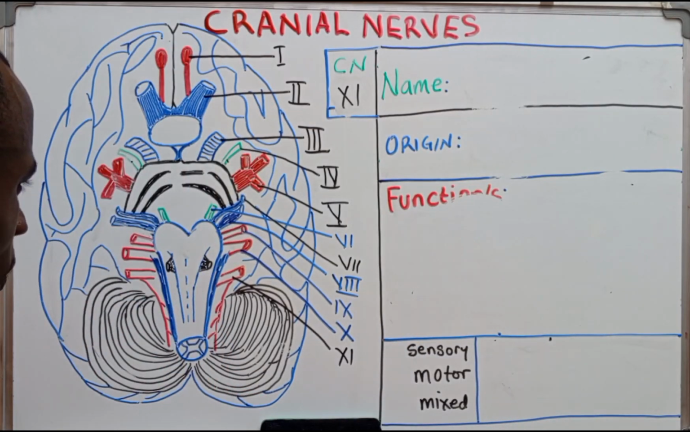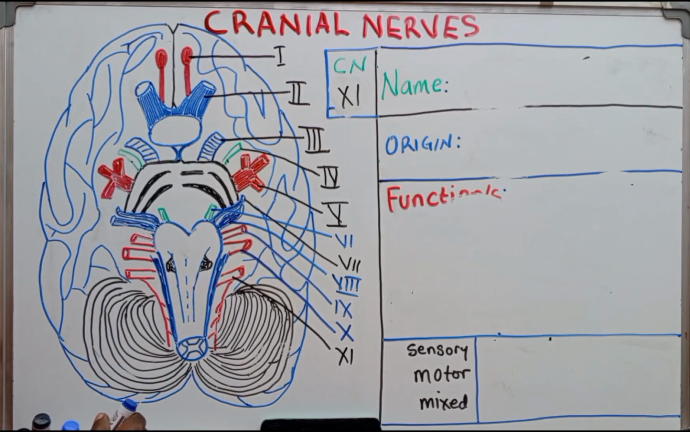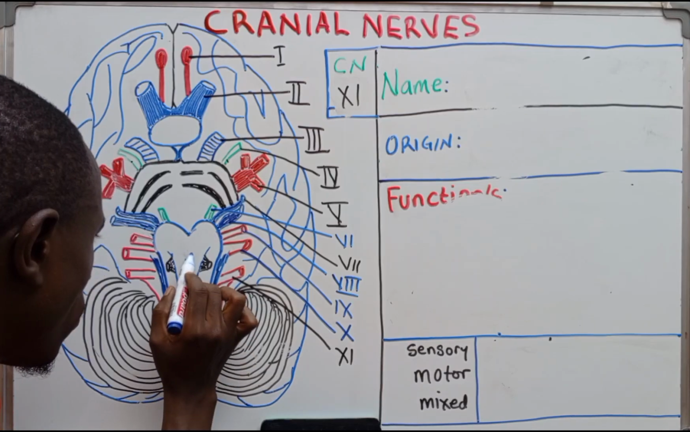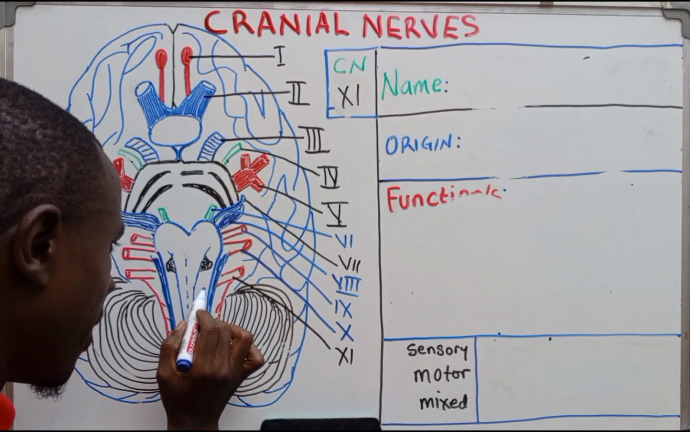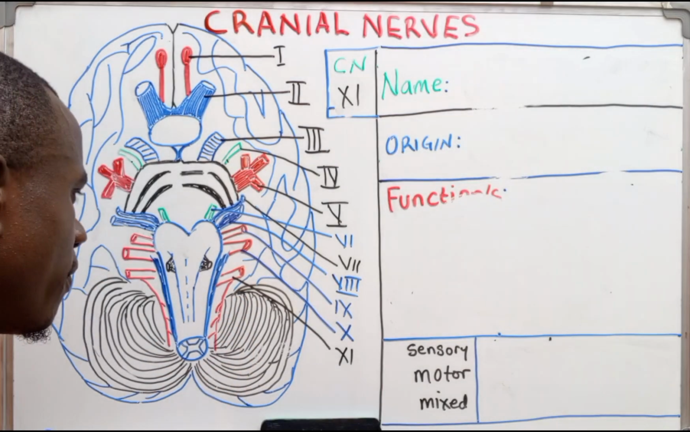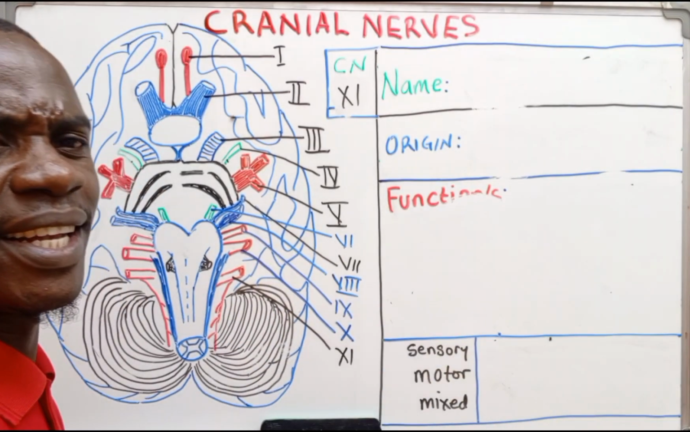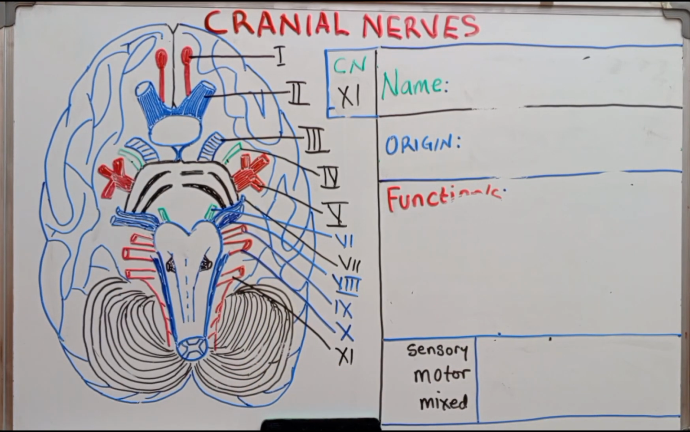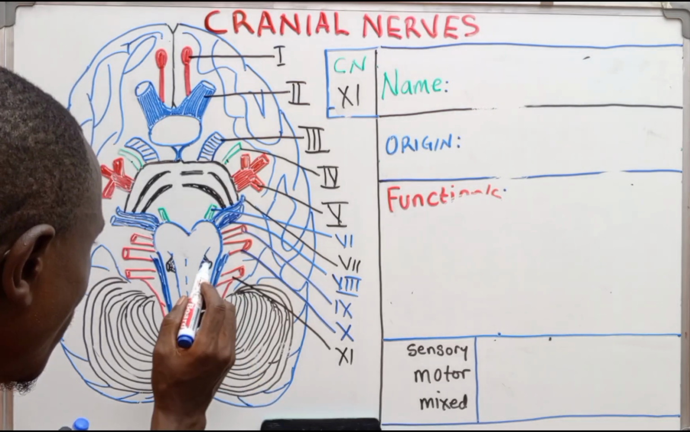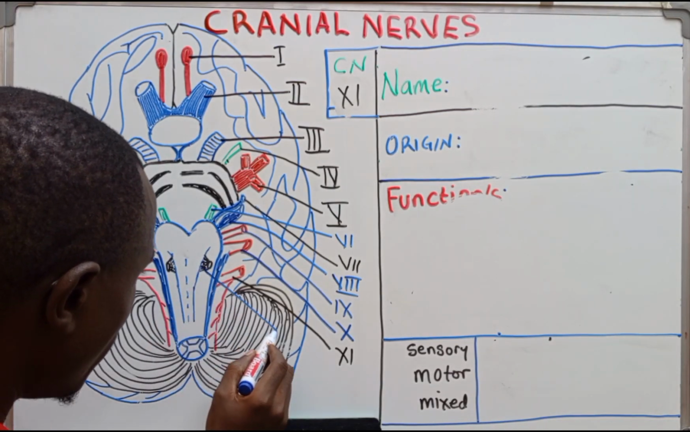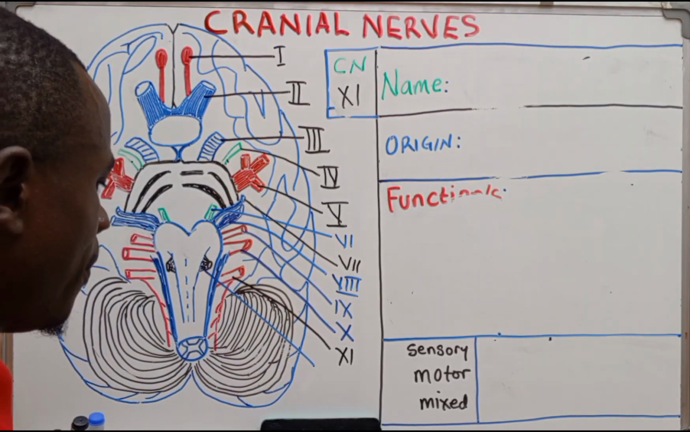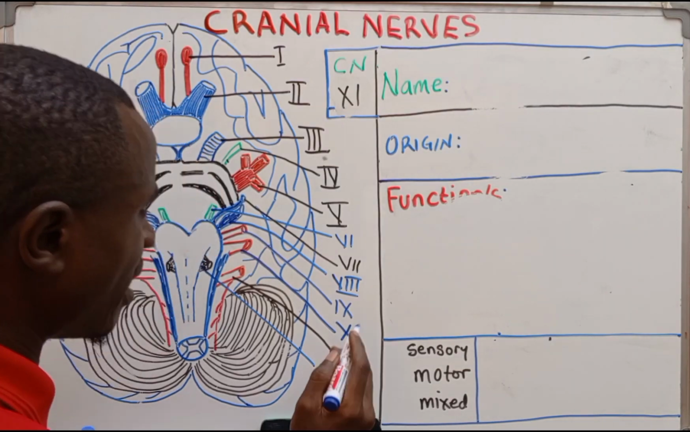So let's look at now the very last cranial nerve, number 12. You see this cranial nerve is also somehow a bit unique. You see this area here, these are the pyramids, and on the periphery you're going to be having what we call the olive. So in the junction between the olive and the pyramid is where we are going to be having our cranial nerve number 12 coming from.